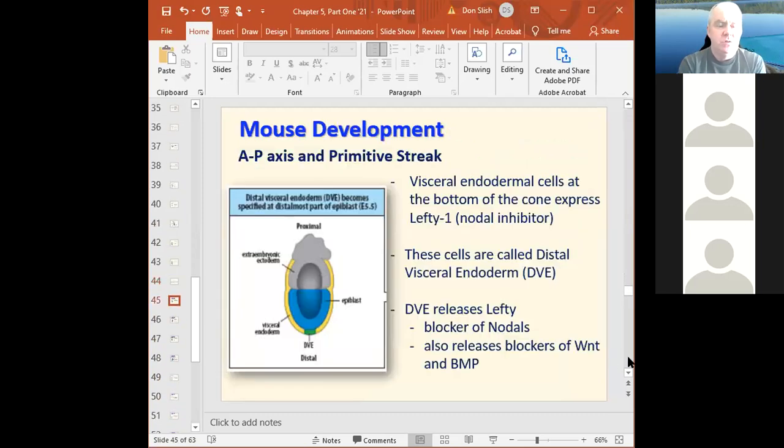Okay, so now we're going to talk about what happens at this stage. Once you're at that cup, we're kind of like late blastula now, so getting ready to gastrulate.